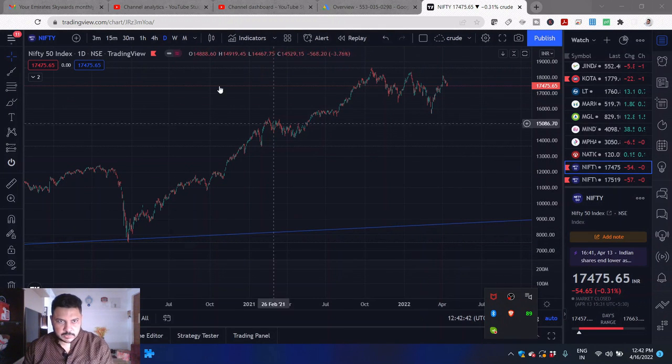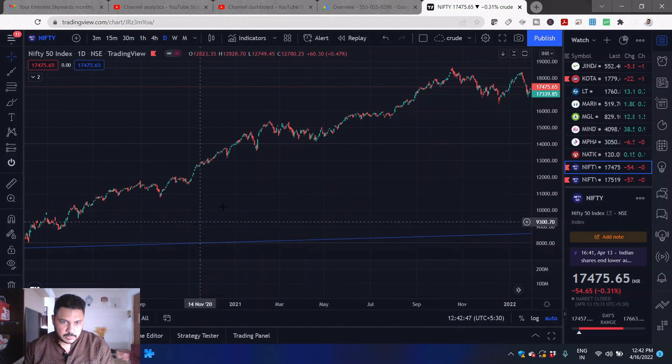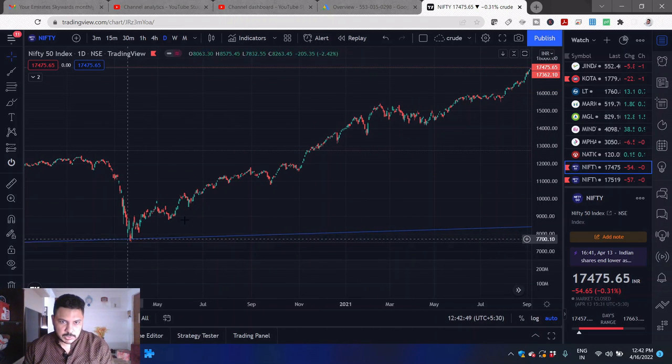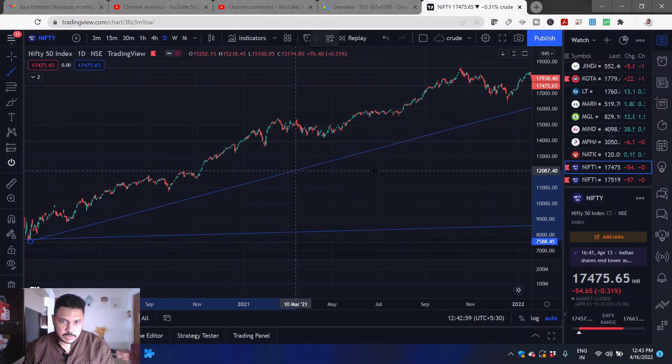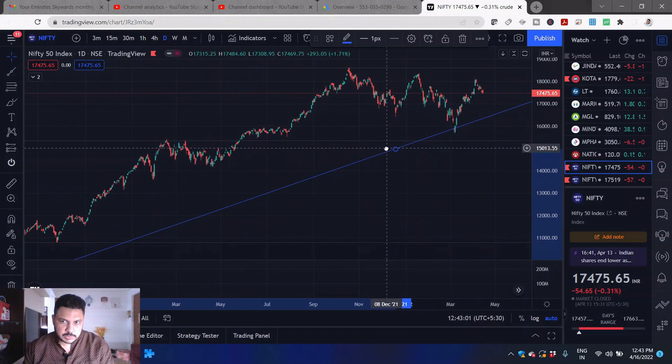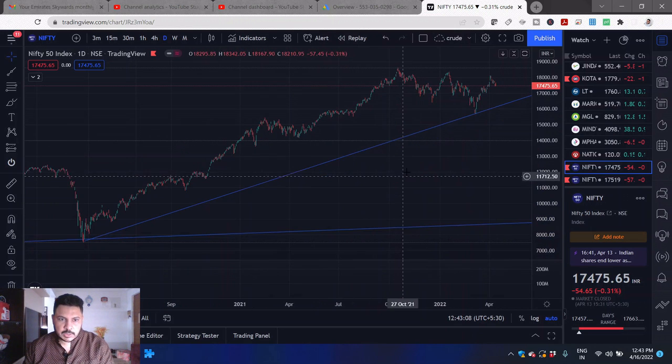So now you can see we are on a daily time frame. On the daily time frame, we have got one touch here. And if you draw a trend line from here, there has to be another touch point, which can be a shorter term trend for you. So let's see. Okay, so this is your daily trend line.